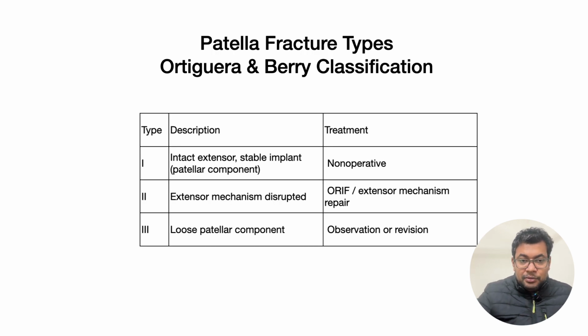Just a slide about the patellar fracture. I don't do patellar resurfacing. If patellar resurfacing is done and there is a fracture in the patella, then the classification used is the Ortiguera and Berry classification. Type 1 is an intact extensor mechanism, type 2 is a disrupted extensor mechanism, and type 3 is a loose patellar component.